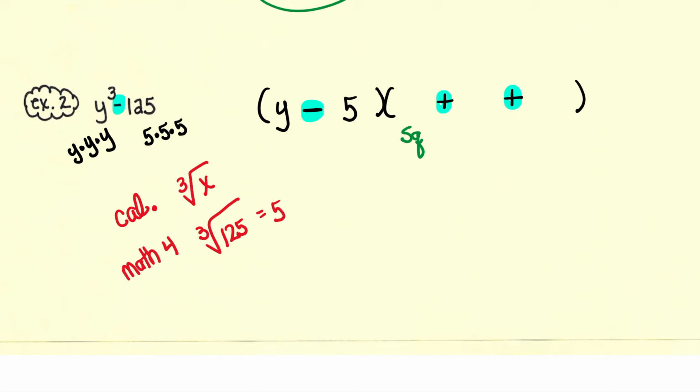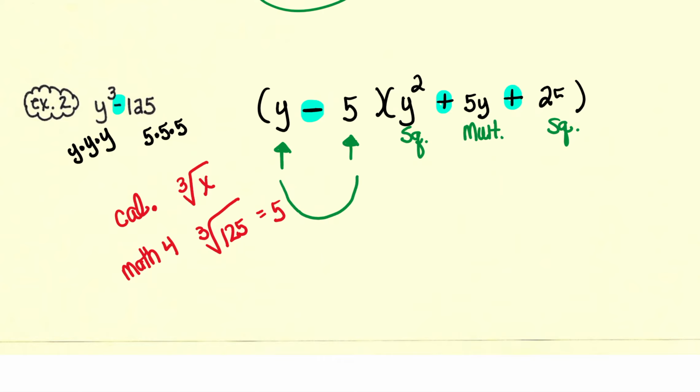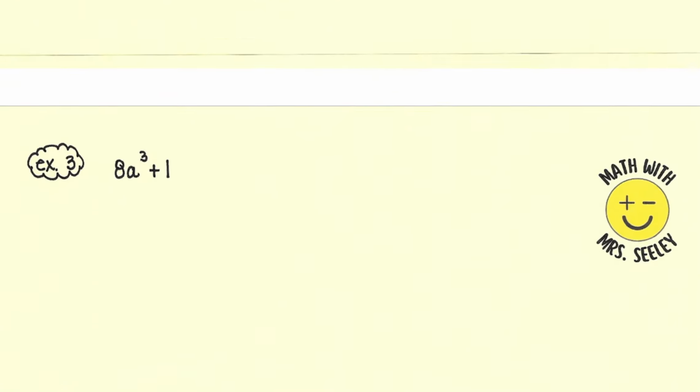All right, let's fill in our spaces with square, multiply, and square. So go back to the short and look at the first term, and we're going to square that. So if you square y, you get y squared. Go back to your short, multiply the two together. 5 times y is going to be 5y. And then you're going to square the last. And if I square 5, I get 25. And you're done.